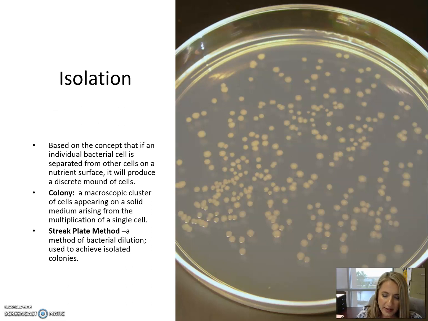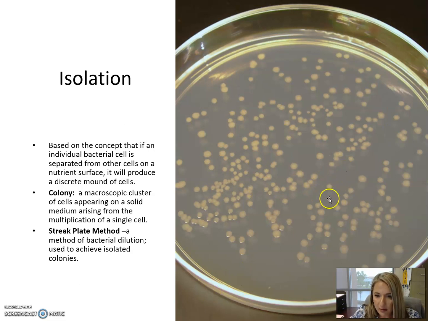The next I is isolation, and isolation is a way that we can inoculate a plate and get what we call isolated colonies. If we look at this plate, we have all these little isolated sections, these little circles. Each one of these is what we call an isolated colony. And a colony is a macroscopic cluster of cells appearing on a solid media, which we see here with the Petri dish, that arise from the multiplication of a single cell.